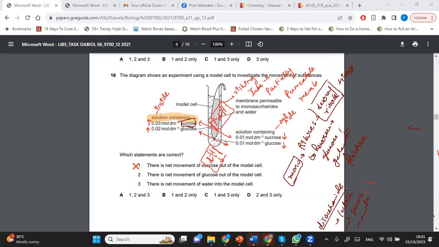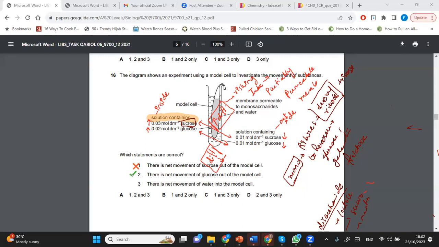If this did not say monosaccharide, if it simply said carbohydrates, then sucrose could move out. But they specified for a reason, and I highlighted it for a reason. The reason is monosaccharides. Sucrose is not a monosaccharide, hence it cannot cross the cell membrane. After that, they're saying there is net movement of glucose out of the model cell. Is that true? Is glucose going to be able to move out of the cell? Yes. That is true. That is correct.